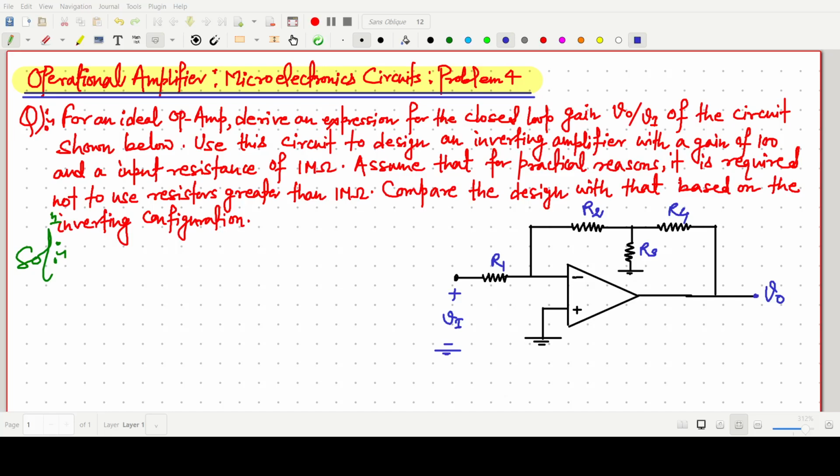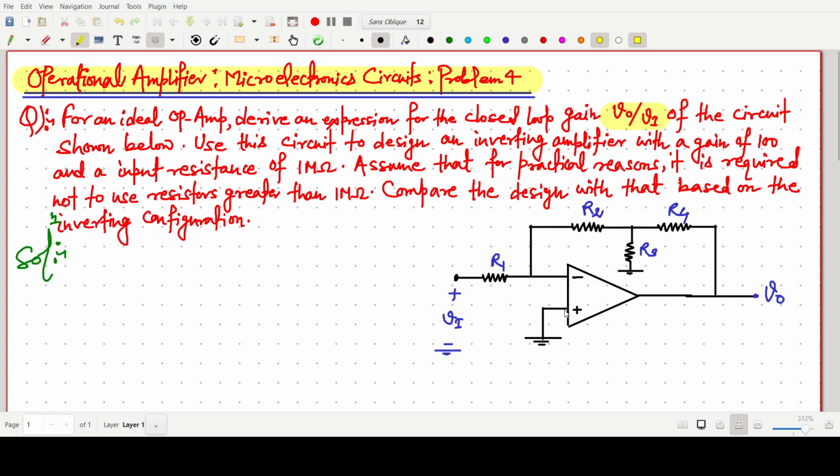Welcome everyone. In this video lecture, we will solve a numerical based on the operational amplifier, from the Microelectronics Circuits book. The problem is for an ideal op amp: we have to derive an expression for the closed loop gain, that is V naught by Vi, for the circuit shown below.